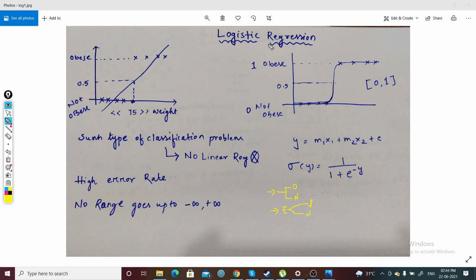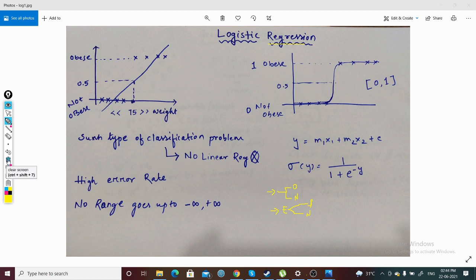But remember, as the name suggests, it sounds like a regression problem, but it is not a regression problem, it is a classification problem. You can say a discrete classification problem, to solve yes or no type of questions, so it is binary. It can be used to solve multi-class classification as well. In this explanation we are going to concentrate more on binary classification.